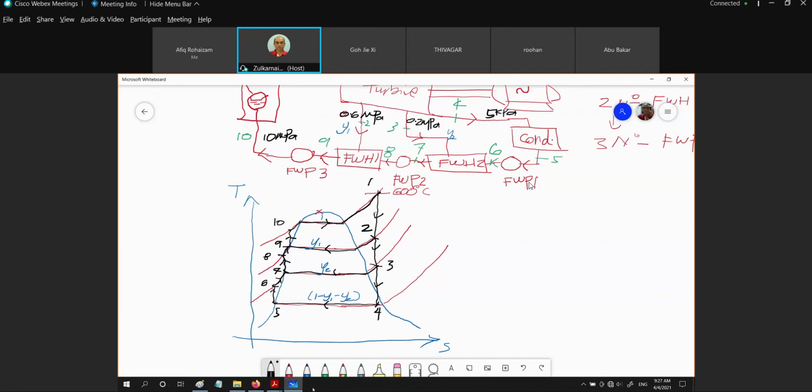No, doctor. Okay. So let us remind that this is 10 kPa, right? This is 10 megapascal boiler. And then right here we have 0.6 megapascal, the first feed water heater. This is 0.2 megapascal for the second feed water heater. And this is 5 kPa.